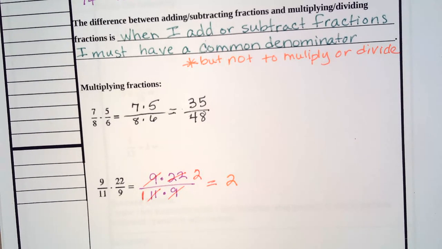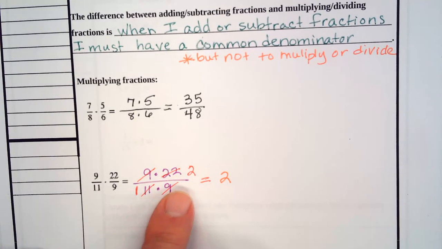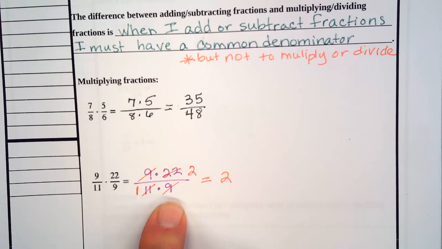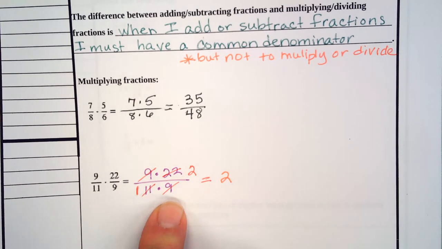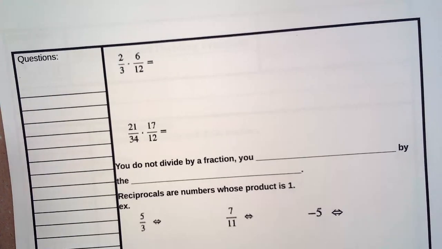Take a minute, back up, and listen to the explanation again if you're struggling. When we look at them like this, we can look for those common factors, factor them out so we do not have big numbers to work with later on. Okay, let's look at the next one.